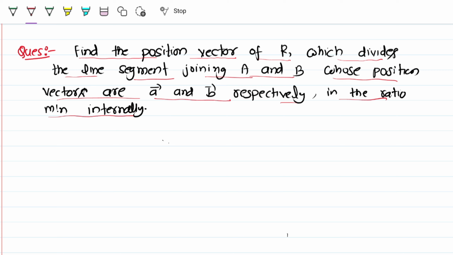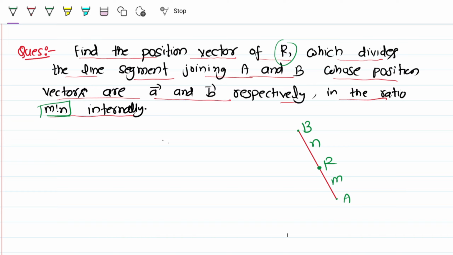Okay, the question is there is a line segment. Let me make the line segment for you. Suppose this is your line segment. Let's call the line segment A and B. Now this line segment is divided by one point R, which you can take anywhere. Suppose this point R is here, in the ratio m is to n. So this is m, this is n.